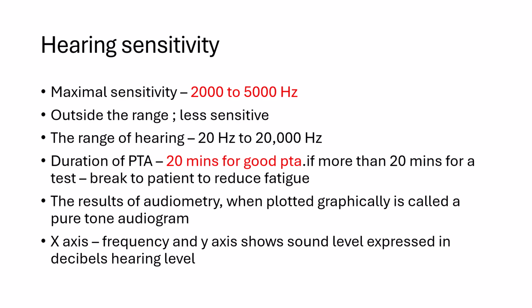Okay. Now, when it comes to hearing sensitivity, our ears are more sensitive to sounds between 2000 to 5000 hertz, which is also the frequency of human speech. The speech that I'm talking lies between 2000 to 5000 hertz. PTA typically tests frequencies between 250 hertz to 8000 hertz. The test should ideally last about 20 minutes. If it goes longer, fatigue can affect results, so give breaks to the patient. Results, as we know, are plotted on an audiogram. The x-axis of the audiogram has frequency and hearing level is indicated on the y-axis in decibels.